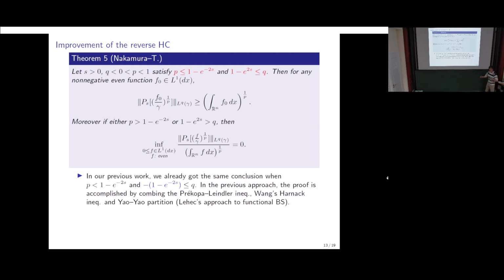Moreover, the technique to show this reverse hypercontractivity is different from the previous work. In our previous work we used the Fokker-Planck and Harnack inequalities and some partitions, which was originally used by Lehec to show the functional Brascamp-Lieb and Sancho inequality. But in this talk we use the monotonicity of the heat flow.